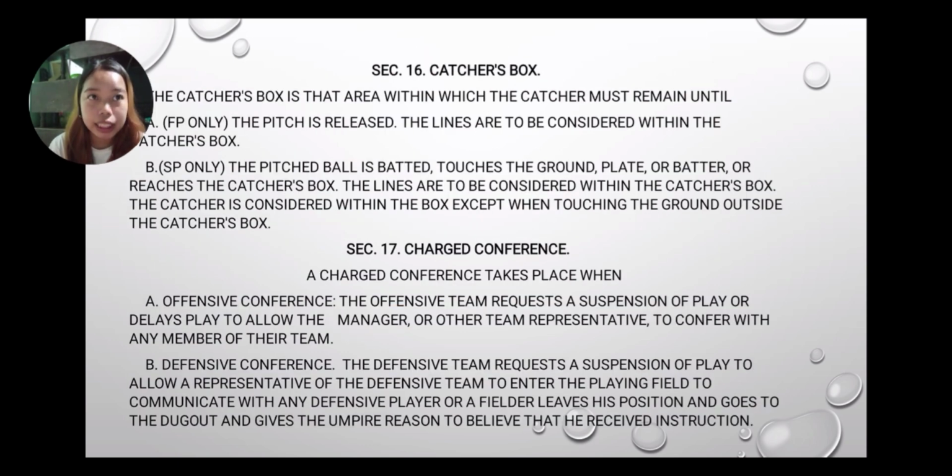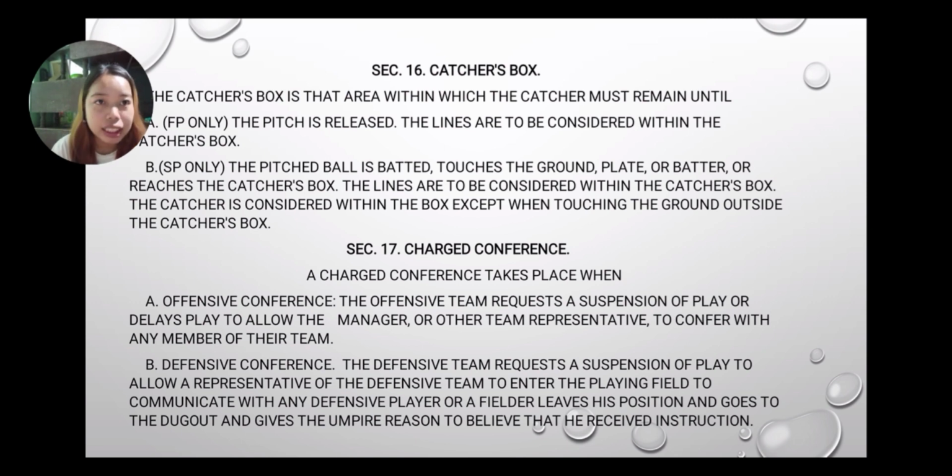Section number 16, catcher's box. The catcher's box is the area within which the catcher must remain until the pitch is released, FP only. The lines are to be considered within the catcher's box. SP only, the pitched ball is batted, touches the ground, or the batter reaches the catcher's box. The lines are to be considered within the catcher's box. The catcher is considered within the box except when touching the ground outside the catcher's box.